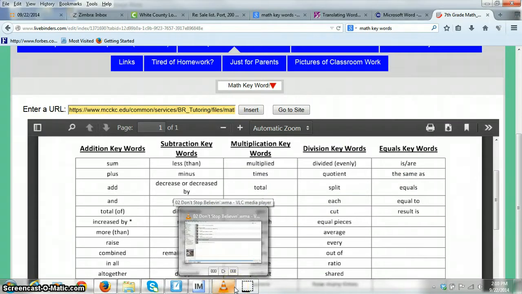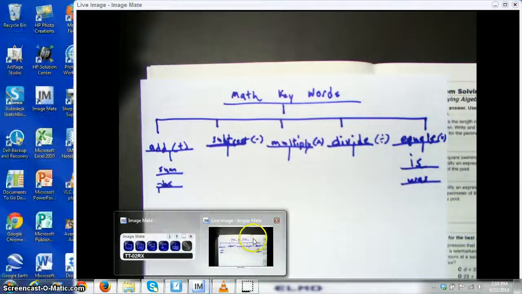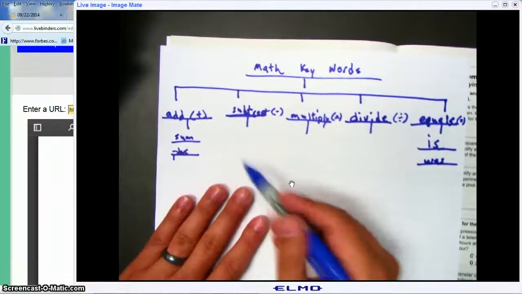All right, so you should have paused the video, you should have filled in the tree diagram, and now we're going to sort of look at some of these problems together. So this should be complete by now.